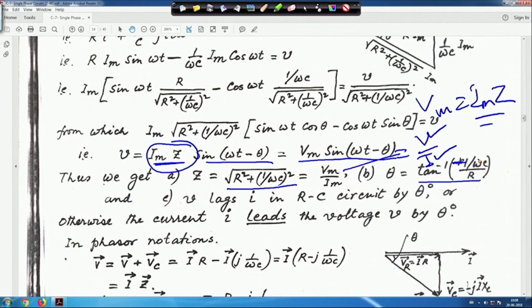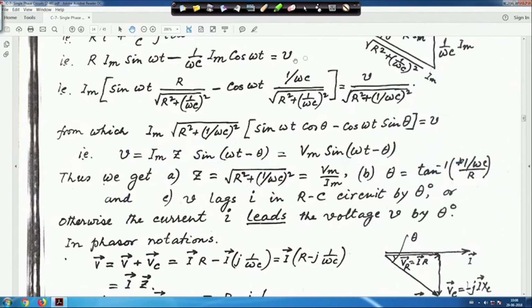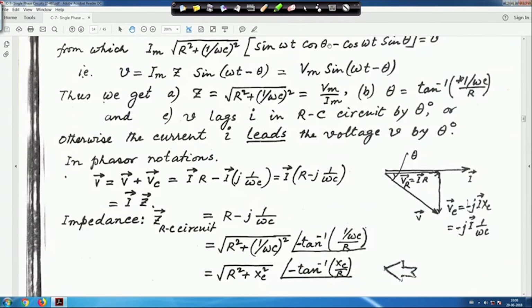In the case of the capacitive RC circuit, theta is equal to tan inverse of minus 1 upon omega c. So, theta will be negative, right. In this case, what is happening is that the voltage is lagging the current by an angle theta, or the current I is leading the voltage by an angle theta, because this angle is theta.